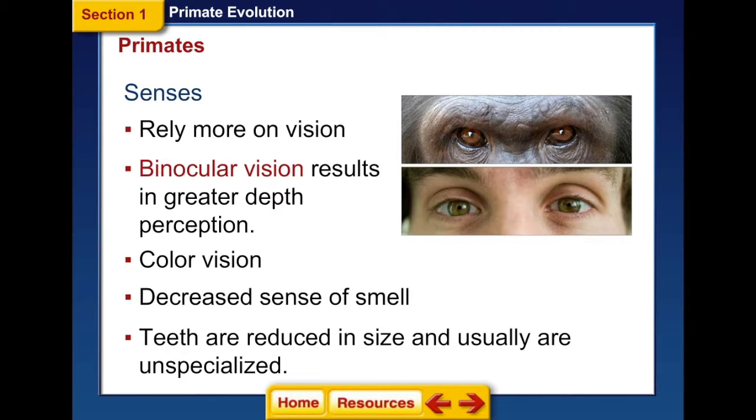In terms of senses, primates rely much more on vision, not so much on smell or hearing as a dog would, or other species of animals would. Primates also have binocular vision, which means that their eyes are both facing forward, which helps give them greater depth perception. They have color vision; they can see things in color. They have a decreased sense of smell, again compared to other animals, and their teeth are reduced in size and usually are unspecialized. This simply means that their teeth are not specialized to eat a specific type of food.